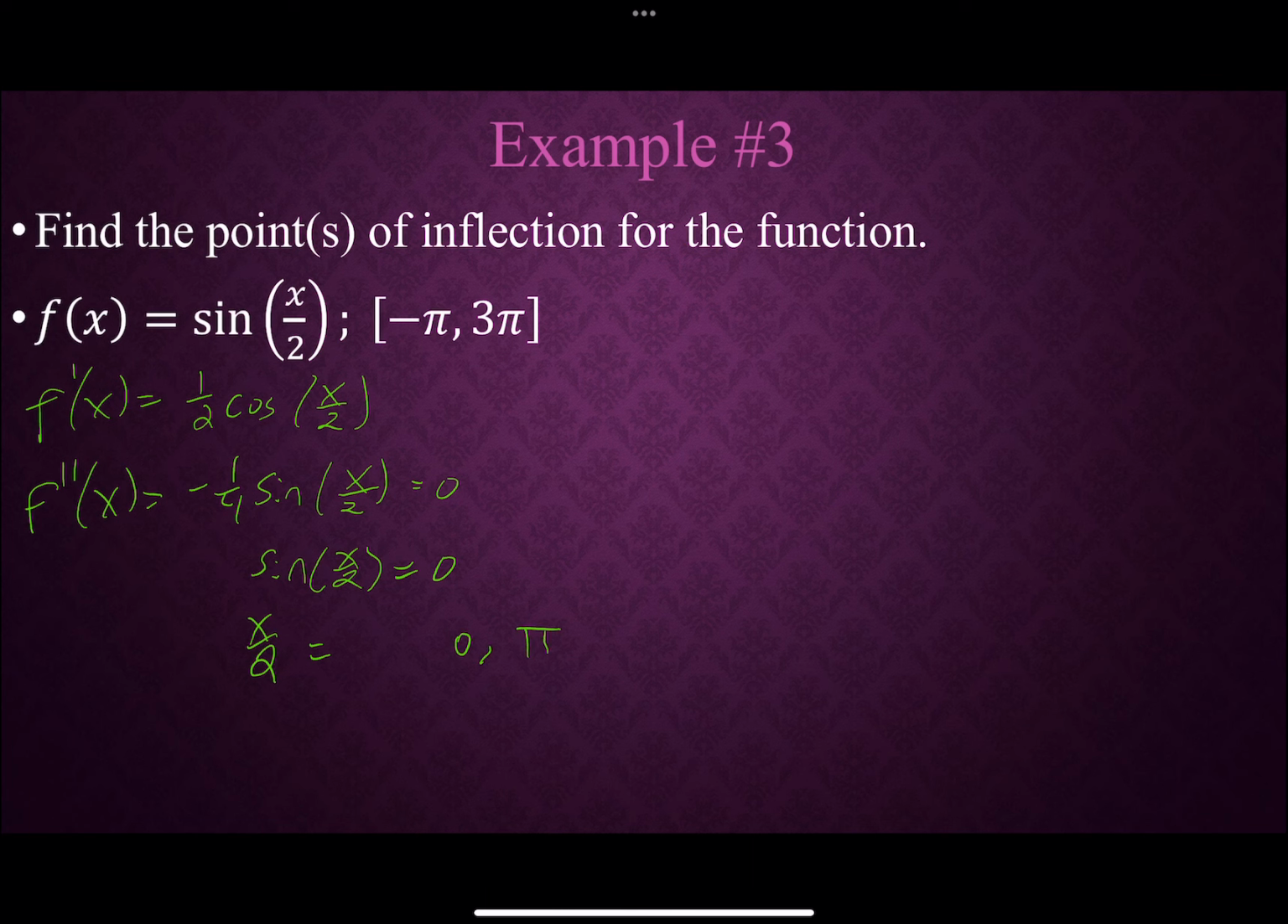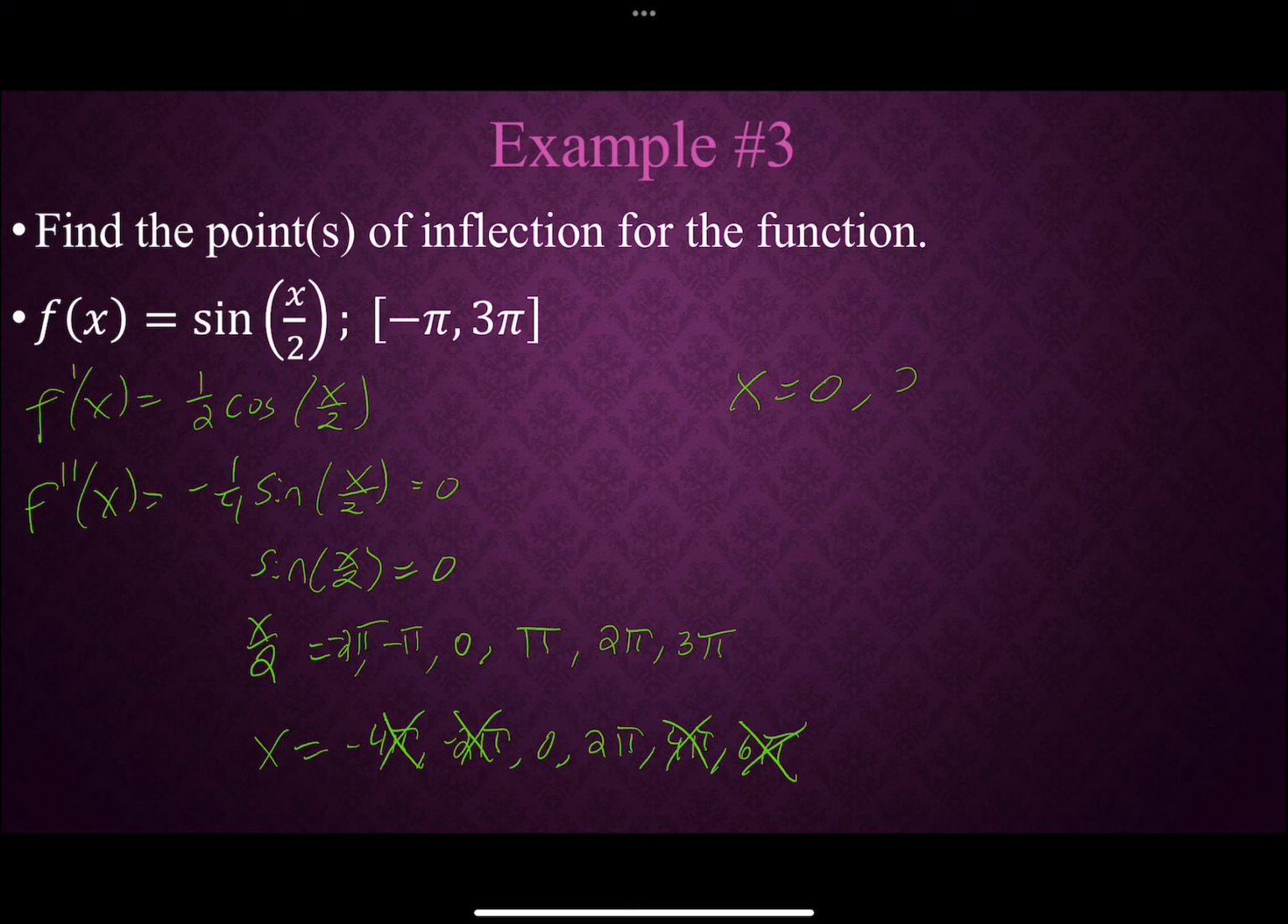Now we should include some negative and positive coterminal angles because it says -pi to 3 pi. So going backwards, we'd have -pi, we'd have -2 pi. Forwards, we'd have positive 2 pi and positive 3 pi. So we multiply this whole thing by 2, because it's x over 2, we get -4 pi, -2 pi, 0, 2 pi, 4 pi, and 6 pi. Well, everything that's not in between -pi and 3 pi is crossed out, so our only points of inflection are at pi, 0, and 2 pi. But again, they are possible points of inflection.